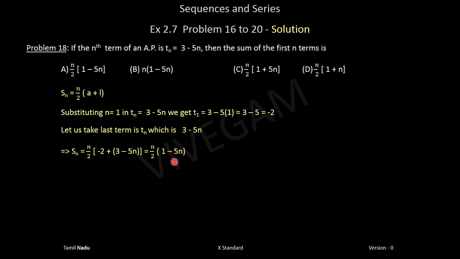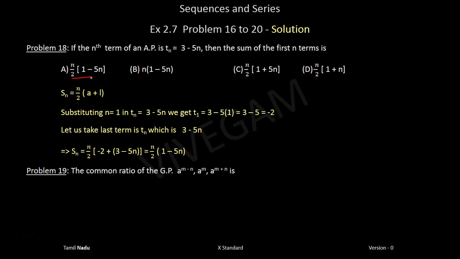So which is the one? n by 2 into 1 minus 5n. So I guess this is the option which is correct. Am I right? So basically in this case we need to know this formula and substitute n equal to 1 to get the first term and keep the nth term as it is, and that is our last term. Substitute them in this formula, simplify, and you'll be able to get the value of Sn.